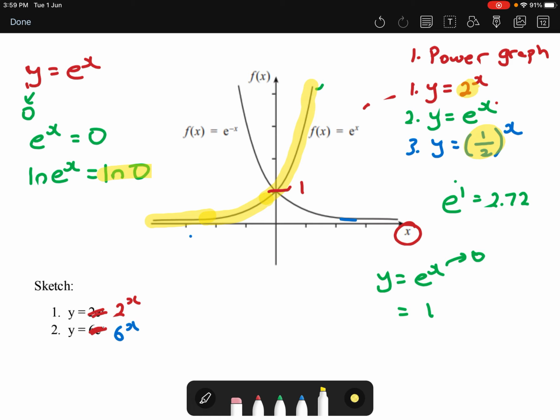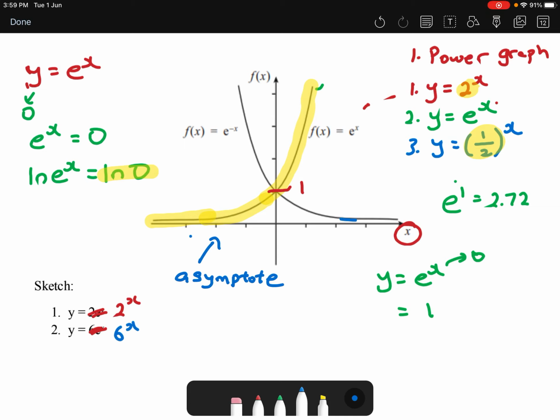So your x-axis is your asymptote. An asymptote is where your graph will never touch. It gets very near but will not touch.